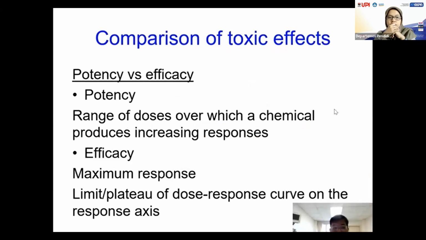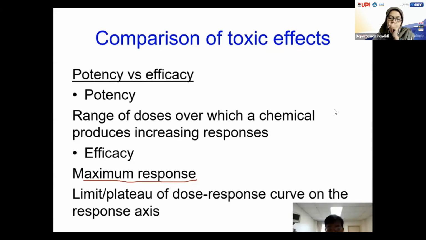Another thing that I want to talk about is the comparison of toxic effects. We have certain definitions to look into: potency versus efficacy. Potency means the range of doses over which a chemical produces increasing responses, which means you look at the slope itself. At which range does this particular chemical or toxicant produce the highest increasing responses? The other one is efficacy, which talks about maximum response. What is the highest response, which means the limit or the plateau of the response curve.